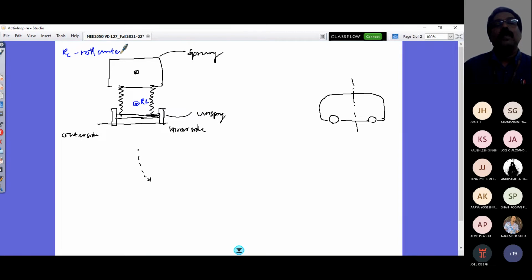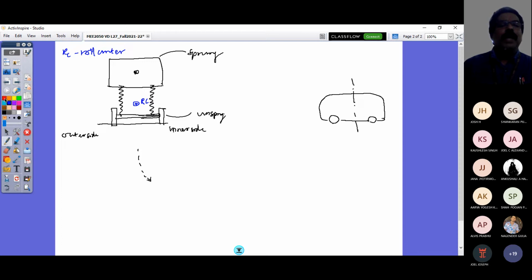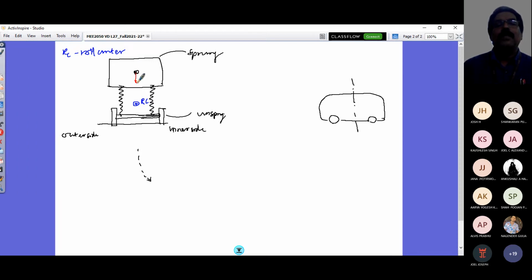Center. Right, so now if I look at my free body diagram, I would have my weight sitting here, and I will have here a load and here. So this is F_z0, F_zi. So this is the free body diagram.